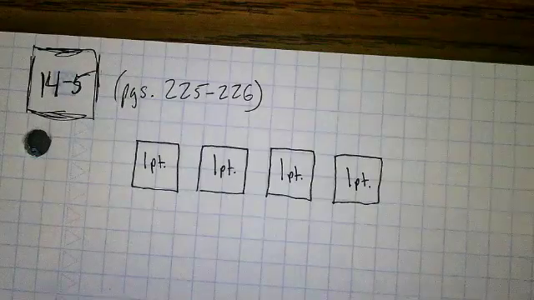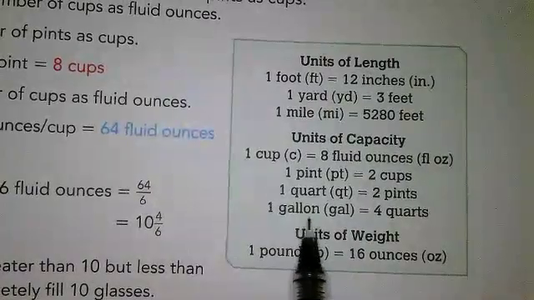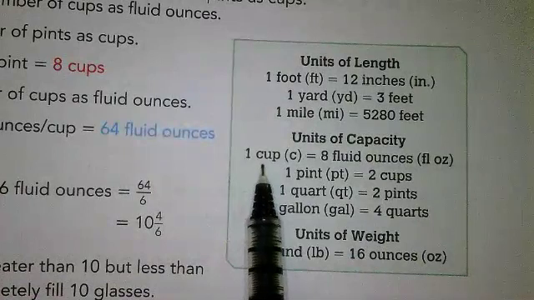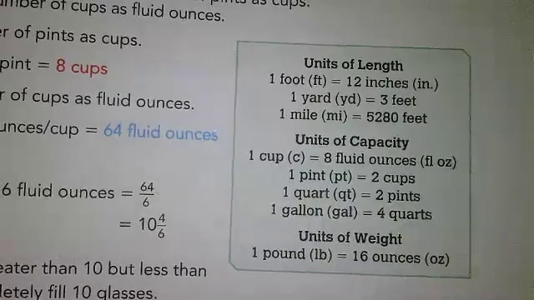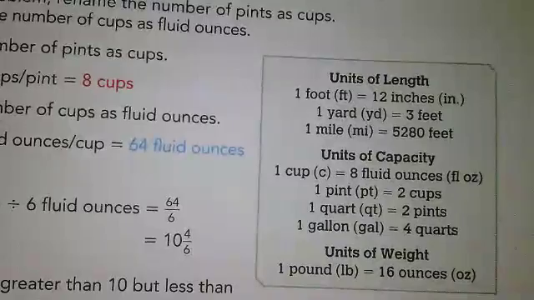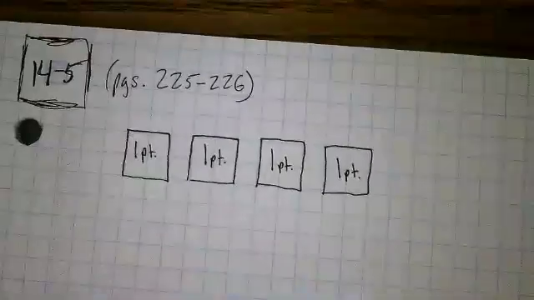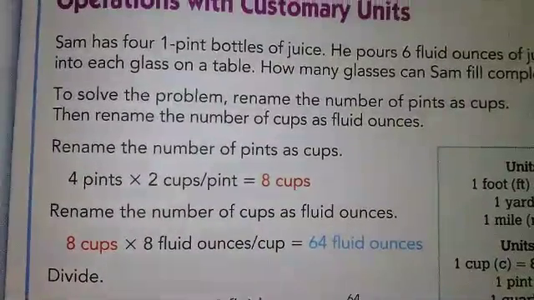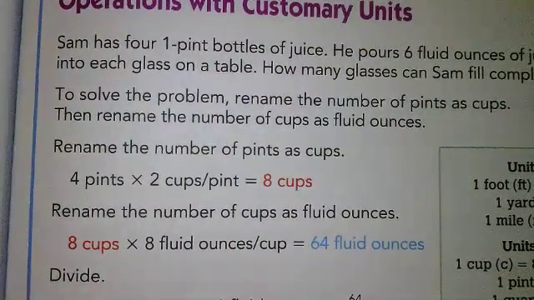If we look at our units of capacity chart over here, does it go from ounces to pint? No, it does not. It goes from ounces to what? Mackenzie? To cups. But then from cups, it goes from cups to pint, yes? So that means we're going to have to do 2 steps here. We're going to have to go from pints to cups, and then cups to ounces. That's what it tells us right here. It says to solve the problem, rename the number of pints as cups, then rename the number of cups as fluid ounces. So we got to do 2 steps. Pints to cups, cups to ounces.